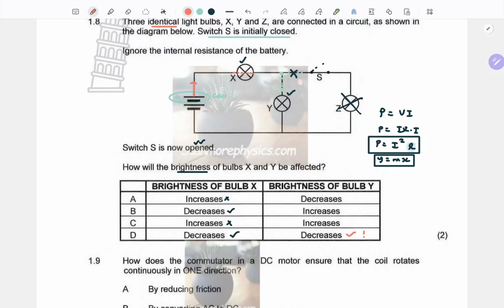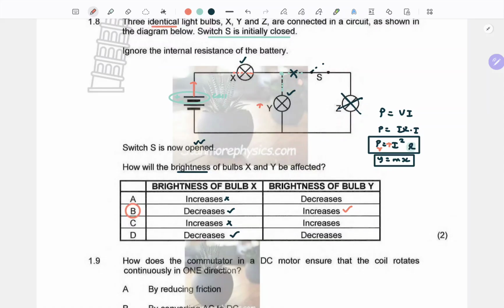Be very careful. As much as the current will drop, it will not be less than the split that we had initially. So technically, the current passing through this one will increase essentially. And if we increase this for the bulb Y, then we have increased. So literally, this is the correct answer and not the other. So it's easy to make an error here. So the correct option is B here.